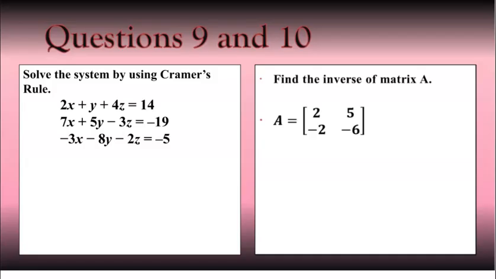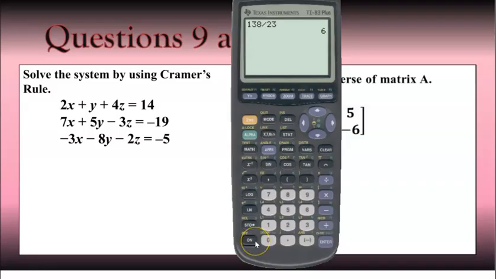Question 10. Solve the system using Cramer's rule. For this one, we are not actually going to use Cramer's rule because there's a quicker way that we can solve this system of 3 equations with 3 variables. And that way is using the inverse matrix. So to do that, we're going to grab our calculators and we're going to go to our matrix. So second inverse. I'm going to go over to edit, and we wanted this to be a 3 by 3.